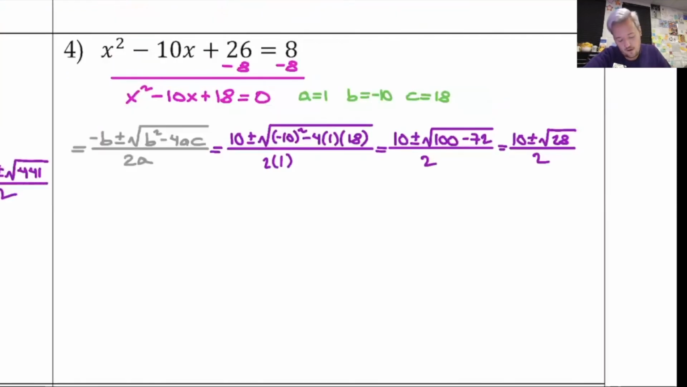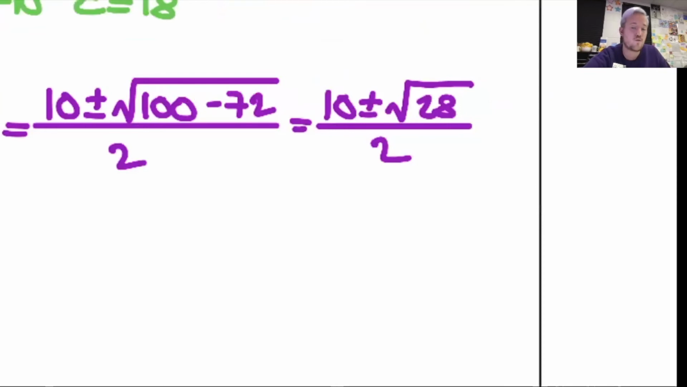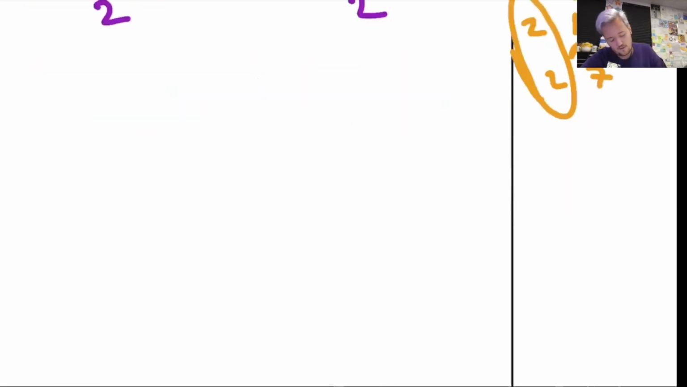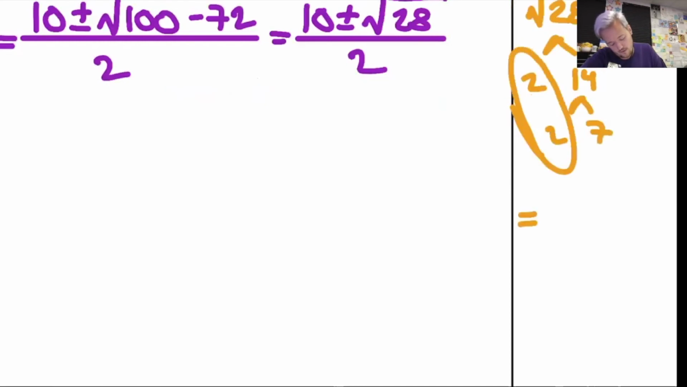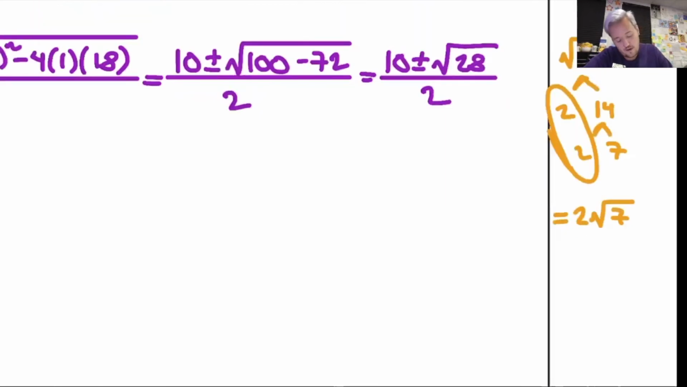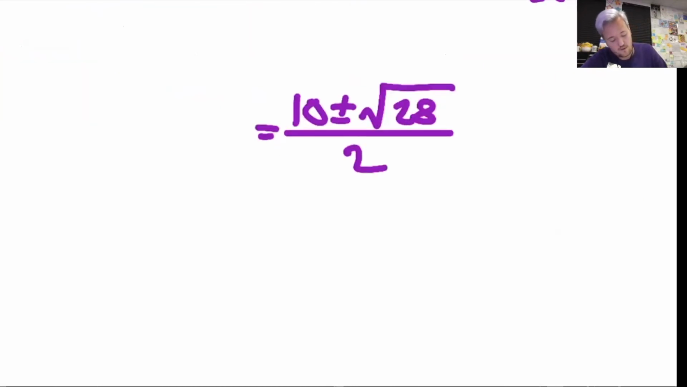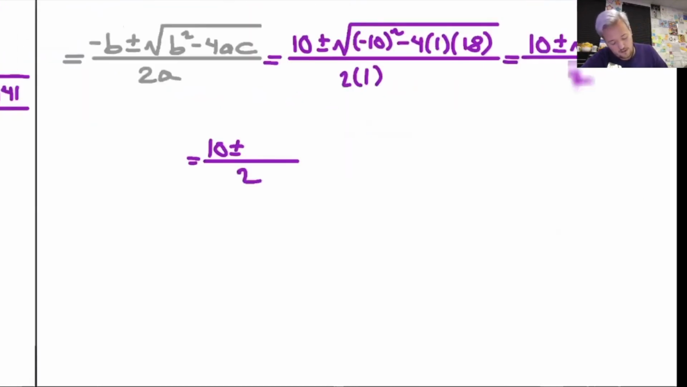All right, so now what I'm going to do, notice how we have the square root of 28. I know for sure that this can be broken down. So I'm going to go ahead and do my factor tree. So that's going to be 2 and 14, and then 2 and 7. We have a pair of 2's. So this can be rewritten as 2 root 7. So I'm going to copy and paste this value, but instead of writing the square root of 28, I'm actually going to write 2 root 7.